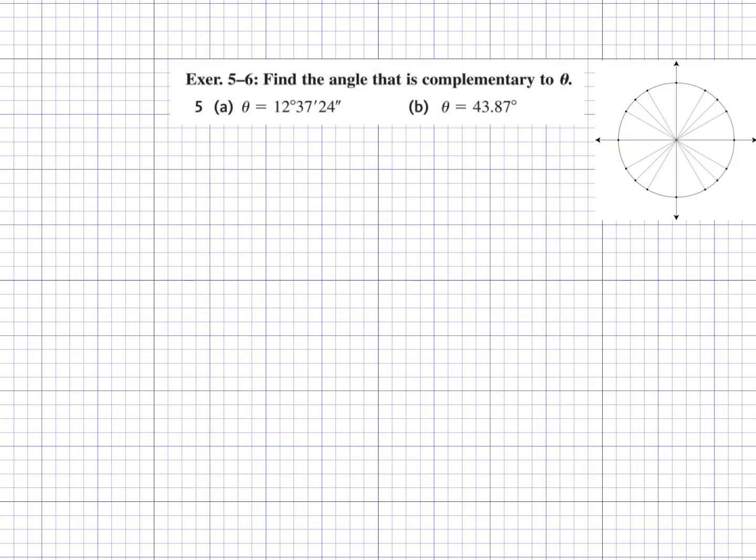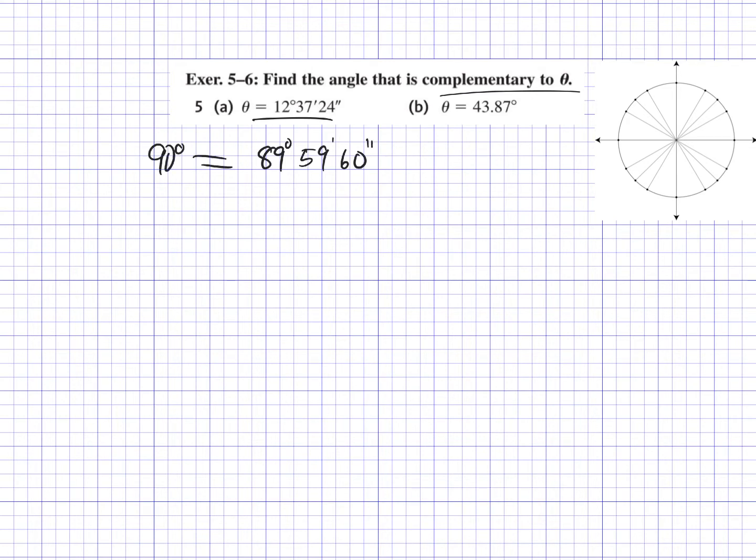Okay, so now we gotta find complementary. Complementary means that it's 90 degrees. The two angles add up to 90 degrees. So you have theta, which is 12 degrees, 37 minutes, and 24 seconds. Well, 90 degrees would be 89 degrees, 59 minutes, and 60 seconds. 60 seconds would be 1 minute, which would change the 59 to 60, and that 60 minutes would change the degree another degree up. So 90 degrees is the same thing as what I just wrote there.